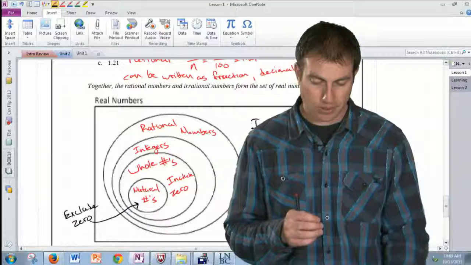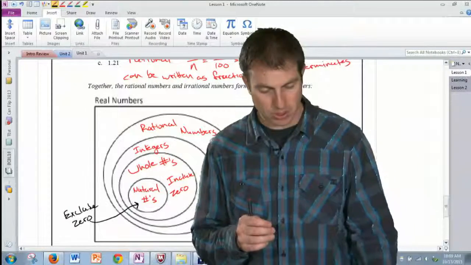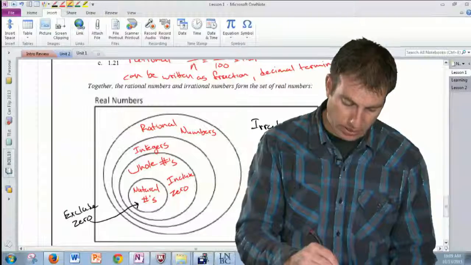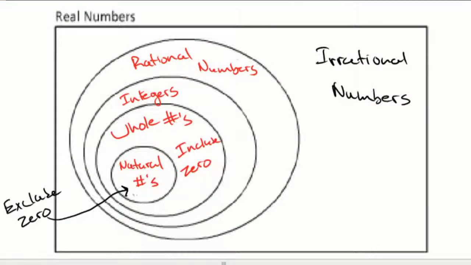Now, I probably don't have enough room, but I'll try. Let's maybe just throw a couple examples in here. So natural numbers are like 2, 3, 4. Whole numbers are 0, 1, 2, 3, 4. That continues on forever. Integers would be things like negative 3, negative 2, negative 1, 0, 1, 2, 3, 4.